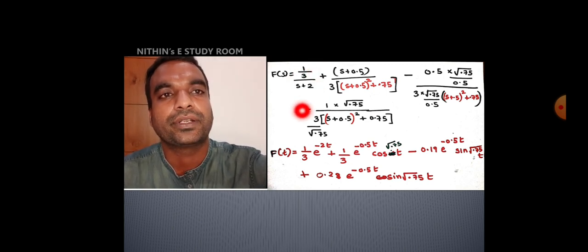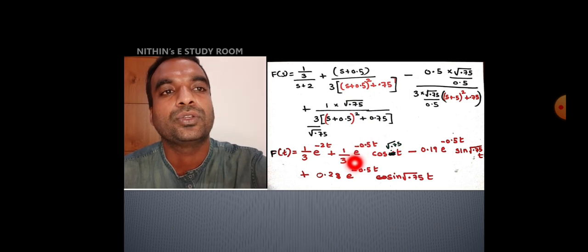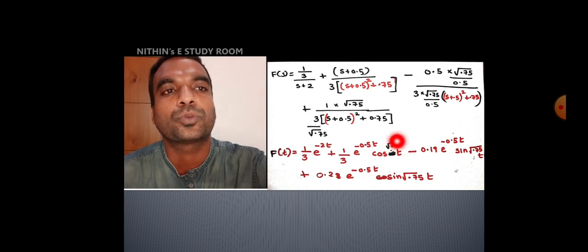1 by 3 into e raised to minus 2t. And for this, it is basically 1 by 3 into the cos term, s by s square plus omega square, the cos term with the shifting of 0.5. So I have to account for that shifting. 1 by 3 into e raised to minus 0.5t, shifting is here, into cos omega t. Omega is root 0.75, into cos root 0.75 t.